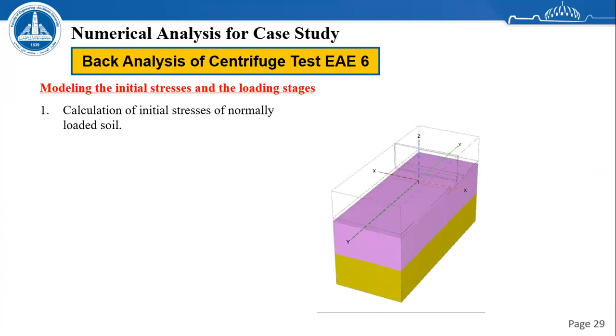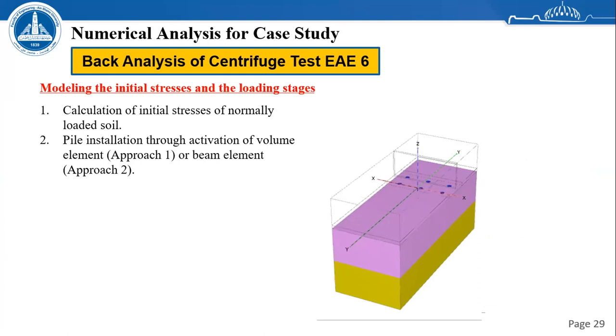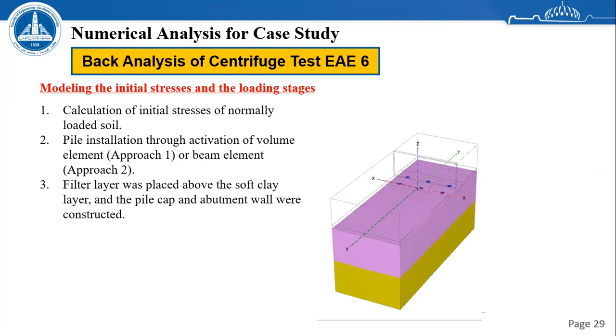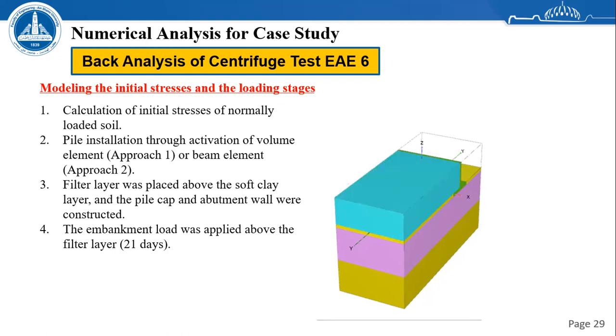The first phase was the calculation of the initial stresses of the normally loaded soil. Then we installed the pile through the activation of the volume element in approach one or the pile element in approach two. Then we placed the filter layer, and the pile cap and the abutment wall were constructed. Then we applied the embankment load, with the time of the embankment construction being 21 days. Then we performed a consolidation analysis until 1,000 days, which represents a 90% degree of consolidation.